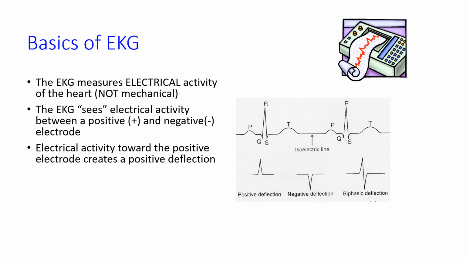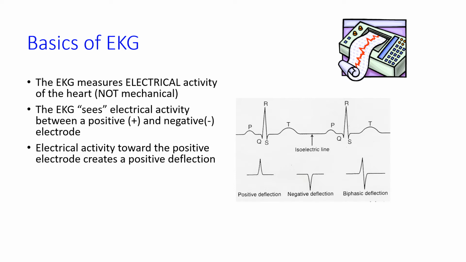When you're looking at the electrical activity, you have electrodes on the patient's chest. The picture is what's being picked up and displayed in the ECG when it's a view between a positive and negative electrode. If the view is from a negative electrode going towards a positive electrode, what will happen is you will get a positive deflection.